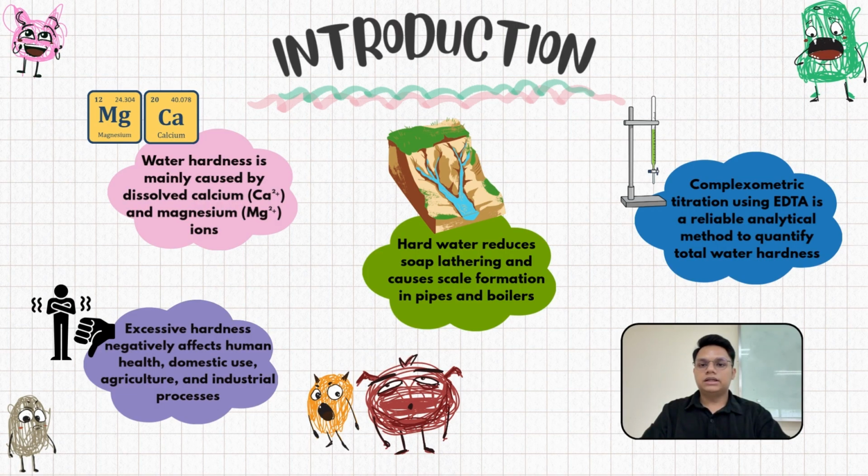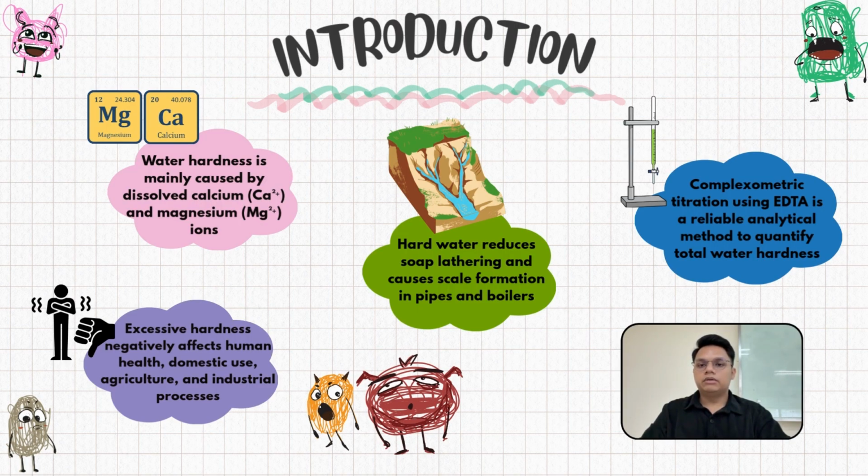The effects of excessive water hardness can negatively affect several sectors, including human health, domestic activity, agriculture, and industrial processes. In domestic use, hard water makes washing and cleaning less effective. It can interfere with soil structure and reduce nutrient availability. Therefore, it also causes problems in daily use. Hard water reduces the ability of soap and detergent to form lather because the calcium and magnesium ions react with the soap to form insoluble compounds. This will lead to higher soap consumption and poor cleaning efficiency.